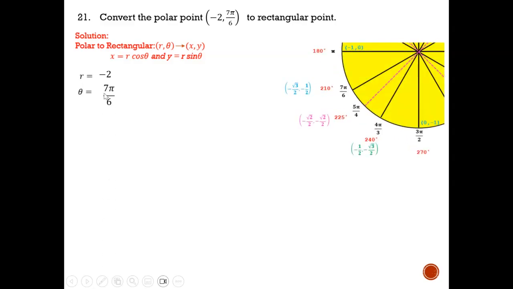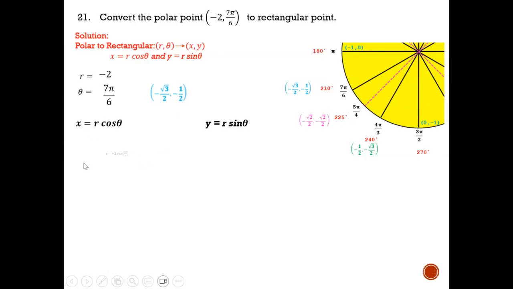Now, hey guys, what's 7 pi over 6? Again, this is crucial to know on the unit circle. For 7 pi over 6, the point is (negative square root of 3 over 2, -1/2). This is my cosine of 7 pi over 6, and this is my sine of 7 pi over 6.